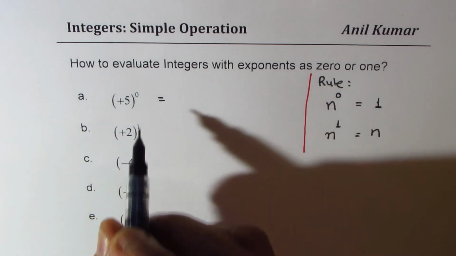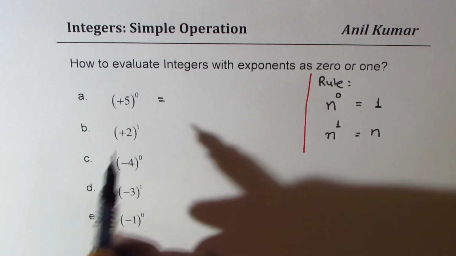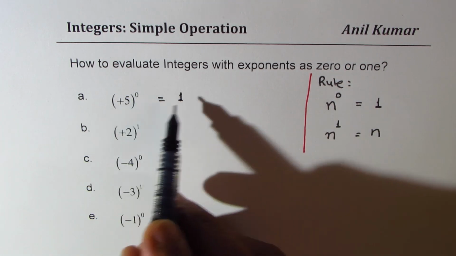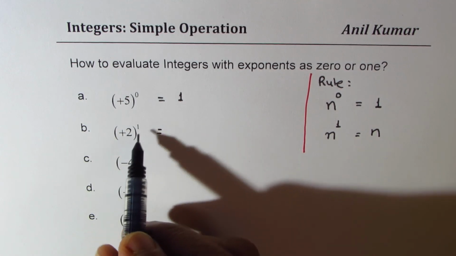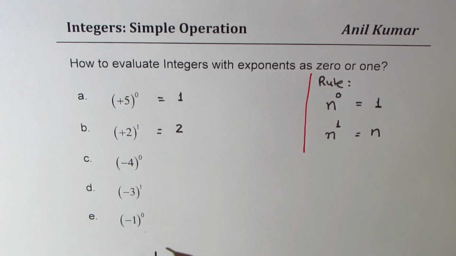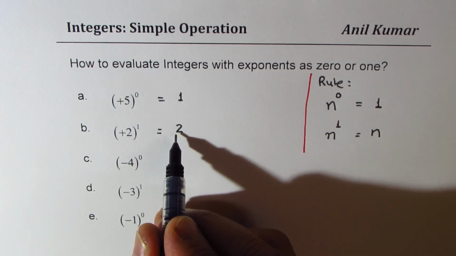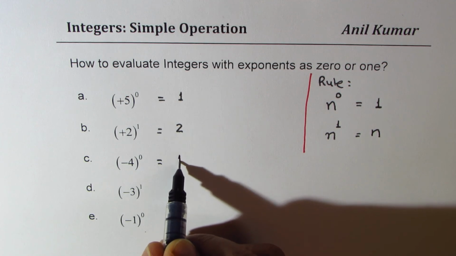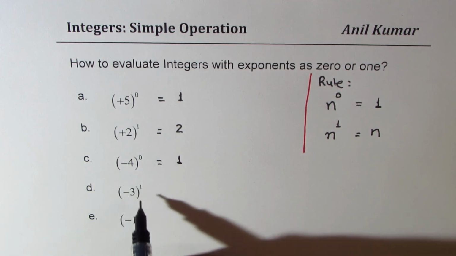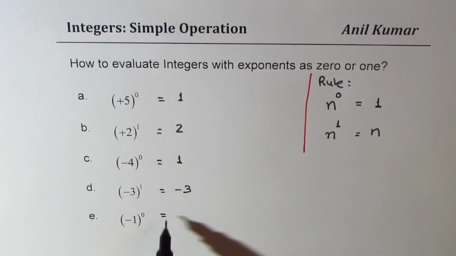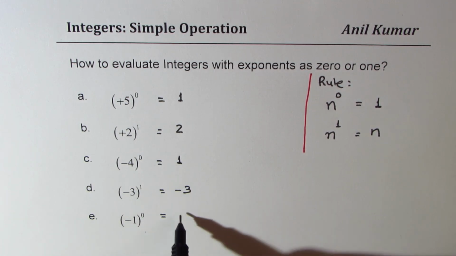The same is true for integers also. So if I have plus 5 to the power of 0, I get 1, right? Anything to the power of 0 is 1. But anything to the power of 1 is the number itself, which is plus 2 here. I need not write plus, that is understood. In this case, anything to the power of 0 will be just 1. Anything to the power of 1 is the number itself. The last one, minus 1 to the power of 0, should be just 1.